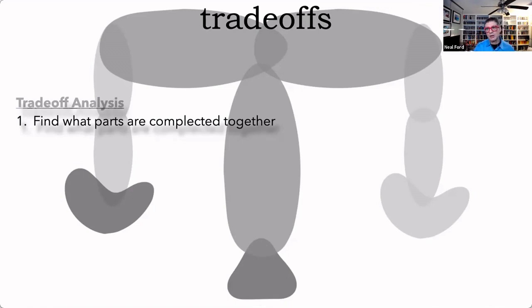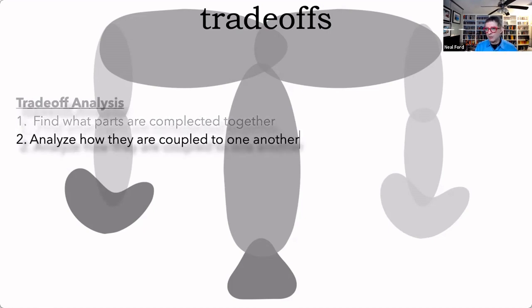So if you're trying to do a trade-off analysis for something, you have to find what parts are coupled together. And we're using in our book the simplest possible definition of coupling in software architecture, which is: I am coupled to that thing if when that thing changes, I might have to change because of that. That is the simplest way of thinking about coupling. I may have to change if that thing changes, therefore I'm coupled to that thing. So you find out what parts are coupled together in this decision you're trying to make, and then analyze how they're coupled to one another.